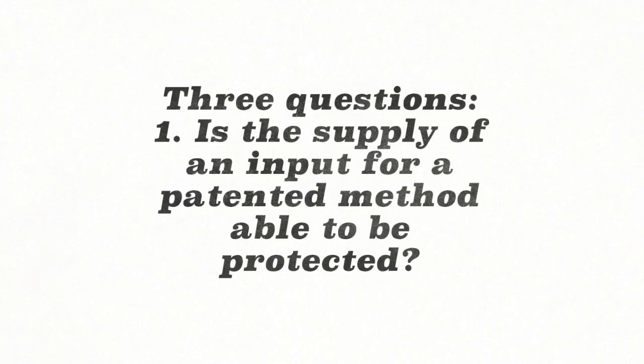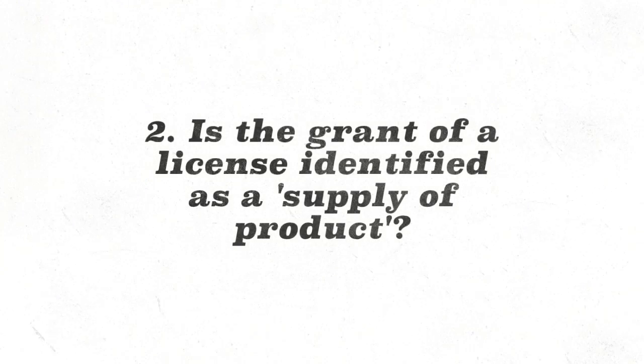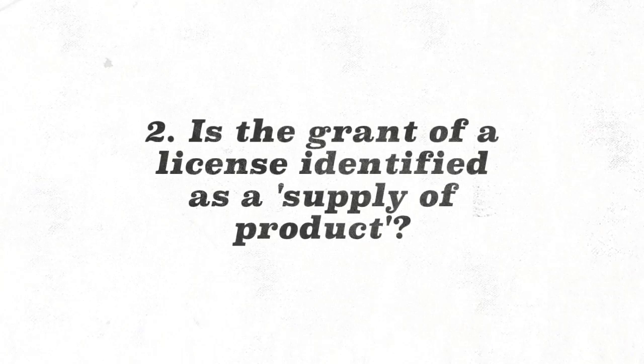There were three questions that the High Court considered in this case. Number one being, is the supply of an input for a patented process covered under Section 117(1) of the Act? On the appeal by the Northern Territory, the High Court answered yes to this question, allowing the patented method to be covered. Question number two raised the issue of whether the granting of statutory licenses could be seen as supplying a product under the Act. The High Court agreed with this, as the word supply has a broad meaning.